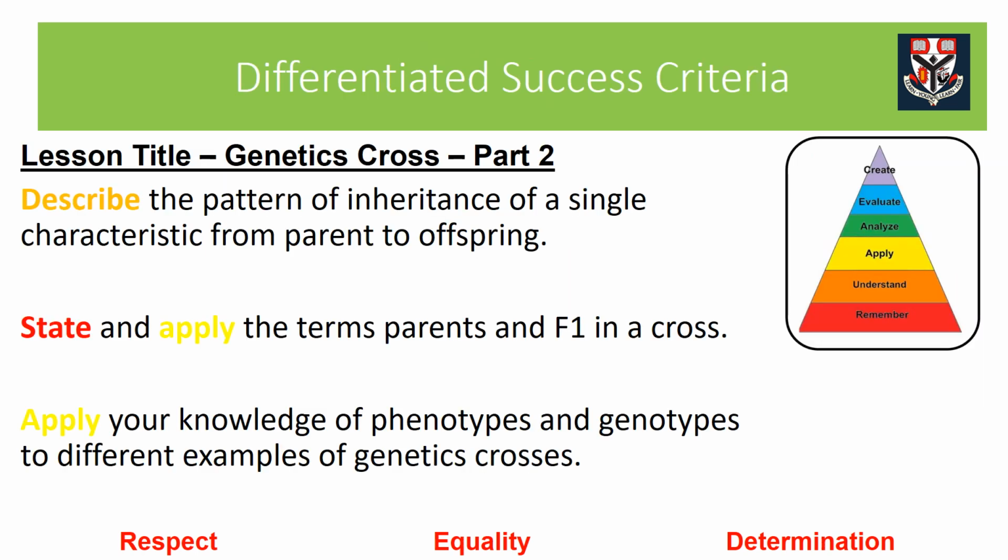In a little bit more detail, our differentiated success criteria looks at you being able to describe the pattern of inheritance of a single characteristic from parent to offspring. We need you to be able to state and apply the terms parents and F1 and a cross, and apply your knowledge of phenotypes and genotypes to different examples of genetics crosses.